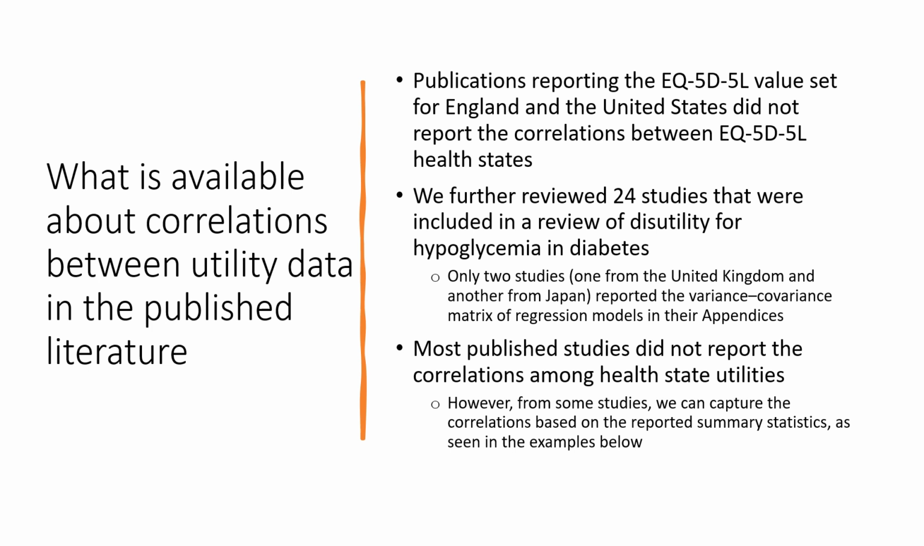We performed an informal search to explore what is available about correlations between utility data in the published literature. Publications reporting the EQ5D5L value sets for England and the United States did not report the correlations between EQ5D5L health states. We further reviewed 24 studies that were included in a review of disutility for hypoglycemia in diabetes. Only 2 studies reported the variance-covariance matrix of regression models in their appendices. In summary, most published studies did not report the correlations among health state utilities.